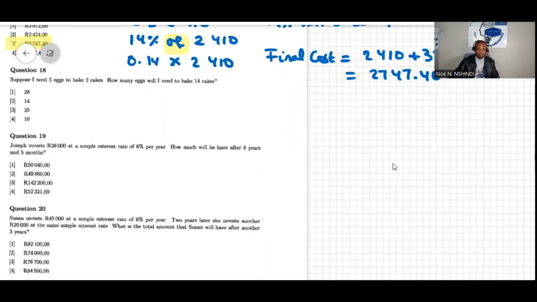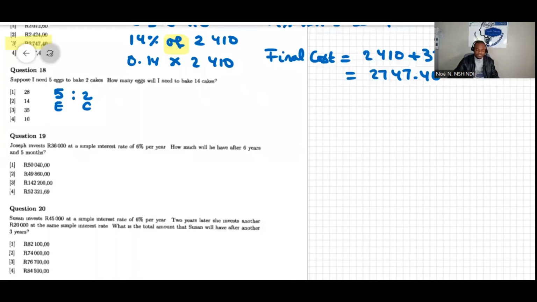Over here, we basically need to calculate the ratio. When they say I need 5 eggs to bake 2 cakes, this simply means the ratio here is 5 to 2. This is for eggs and that's for cake. This time I have 14 cakes. Now if I have 14 cakes, how many eggs will I need?